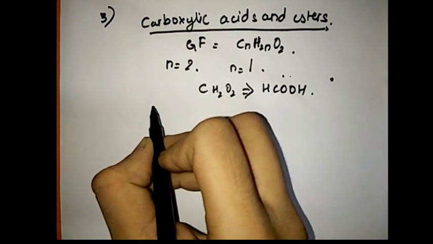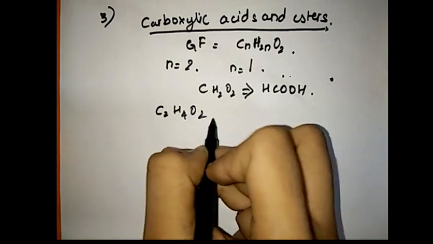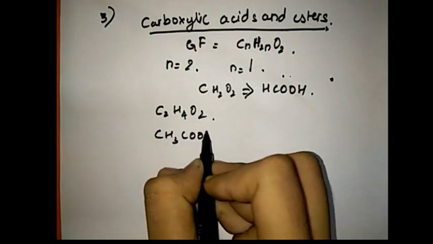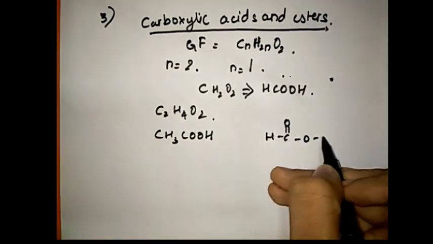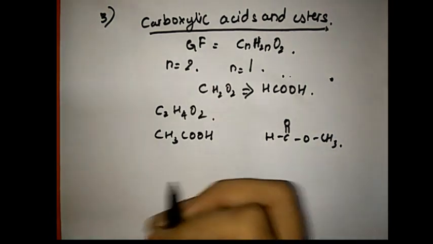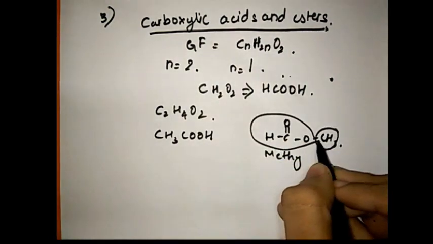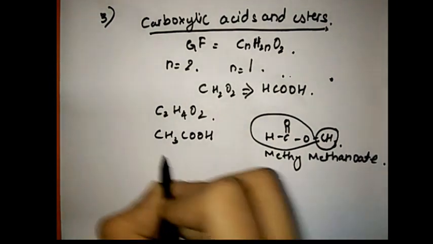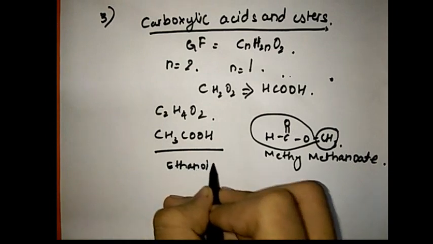So putting n equal to 2, we get C2H4O2, which will be CH3COOH, ethanoic acid, and HC double bond O CH3, methyl methanoate, and this will be ethanoic acid.